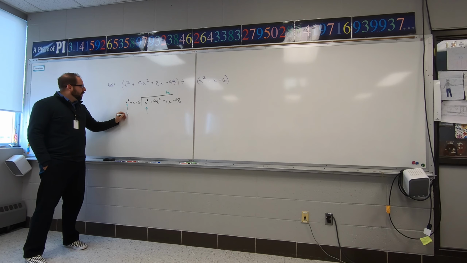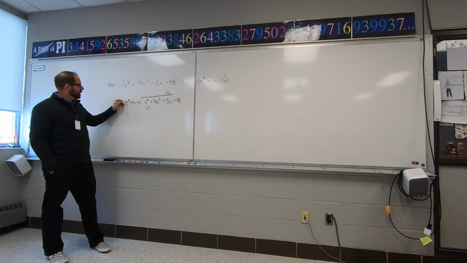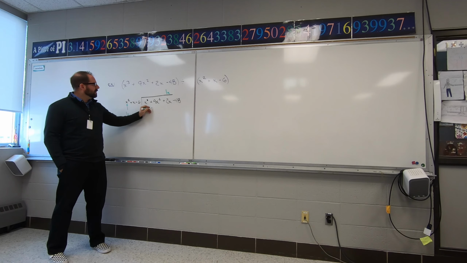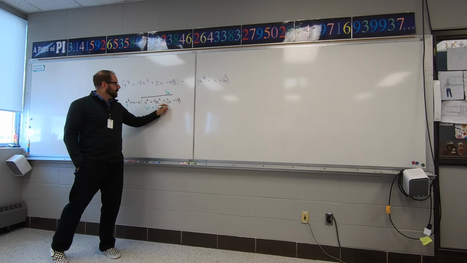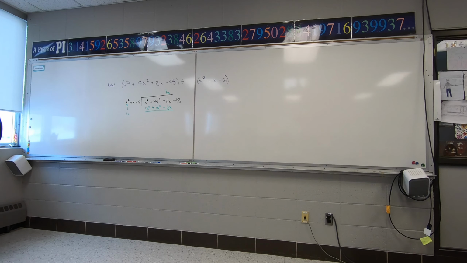So I'm going to multiply by a 1x. So when I multiply by a 1x, I get 1x cubed, that's 1x times x. 1x times x is 1x squared, and 1x times a negative 6 is negative 6x. If that makes any sense when I multiply.